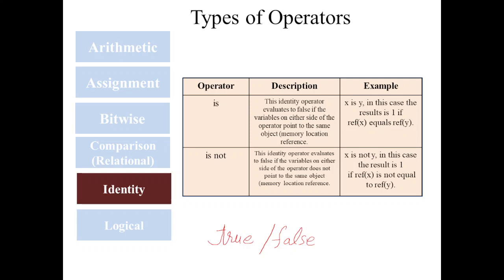For example, if we store x is equal to 3 and y is also equal to 3, since these two are the same values, if I check x is y, then it will be true, because these two similar values are stored in the same memory location. But if I store x is equal to 4 and y is equal to 5, and I check x is y, then these two different values are stored in different memory locations, so it will not be true.